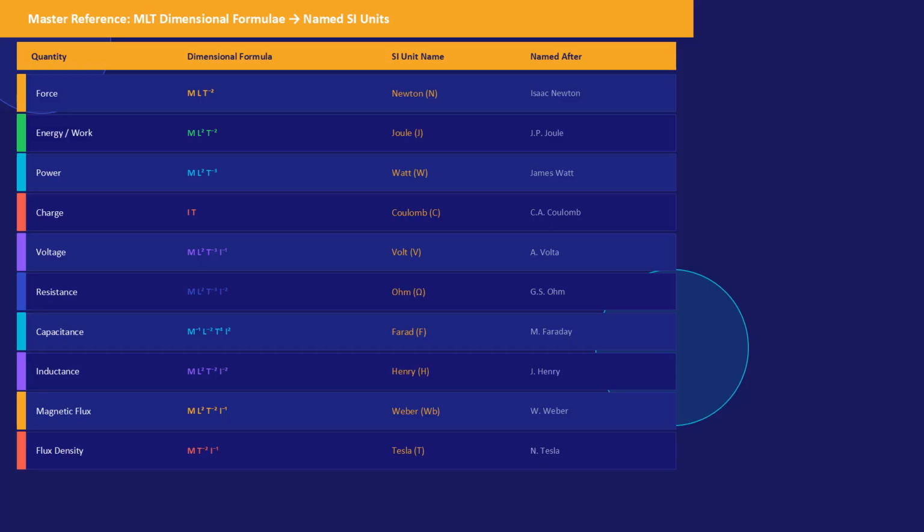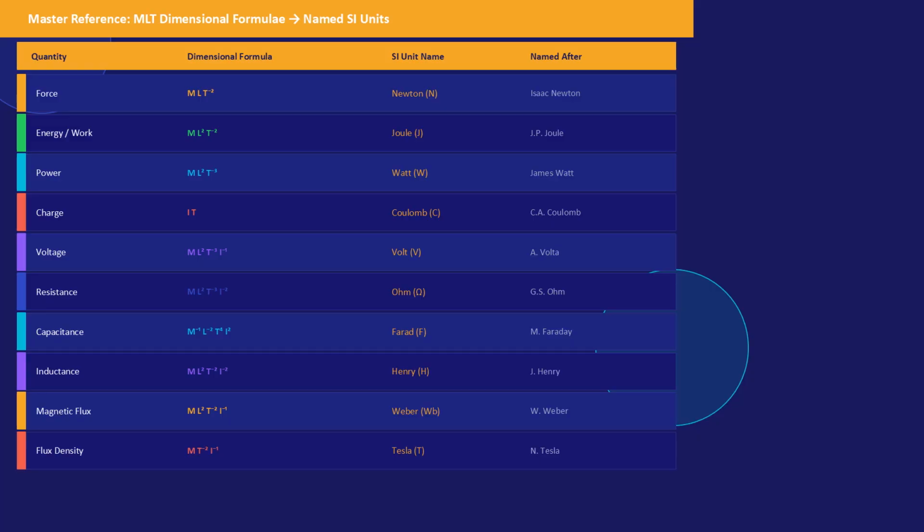Force, MLT⁻², the newton, named after Isaac Newton. Energy and work, ML²T⁻², the joule, named after James Prescott Joule. Power, ML²T⁻³, the watt, named after James Watt. Charge, I times T, the coulomb, named after Charles Augustin de Coulomb. Voltage, ML²T⁻³I⁻¹.